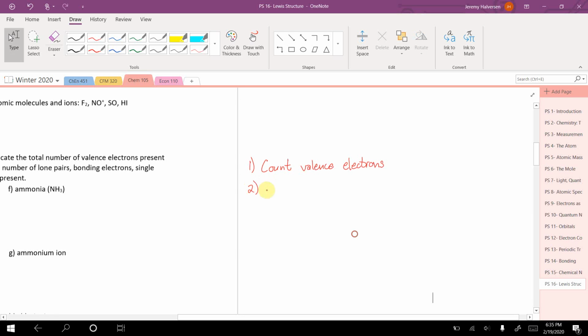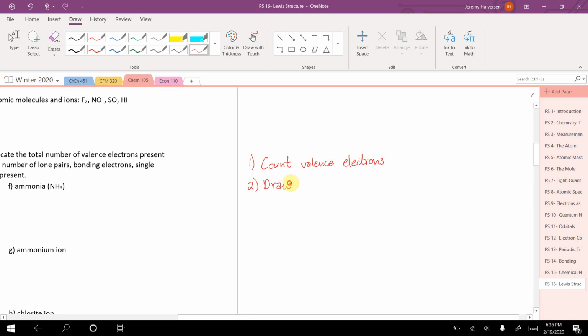Step 2, you're going to draw what I like to call a skeleton structure, with the least electronegative atom in the center. That is not hydrogen. So hydrogen might be the least electronegative in your atom, but since hydrogen only forms one bond, it would not make sense to put it in the center of the atom. So least electronegative in the center of the molecule, as long as it's not hydrogen.